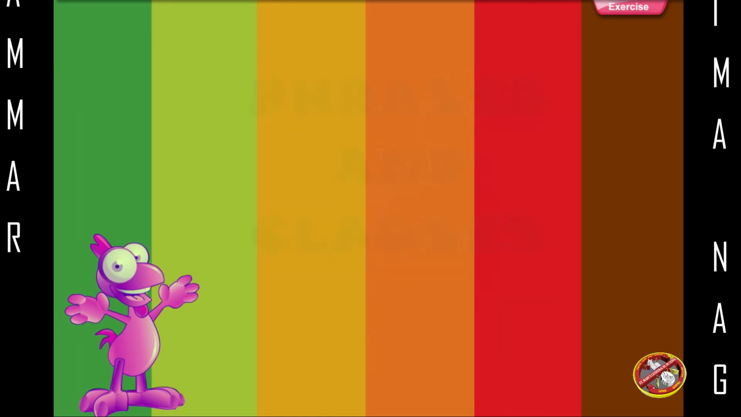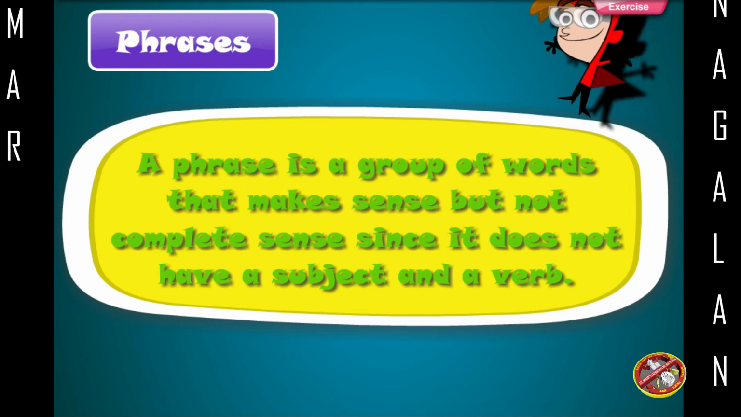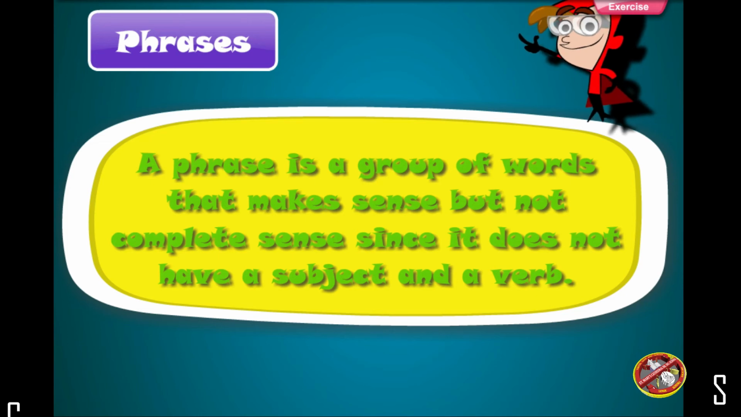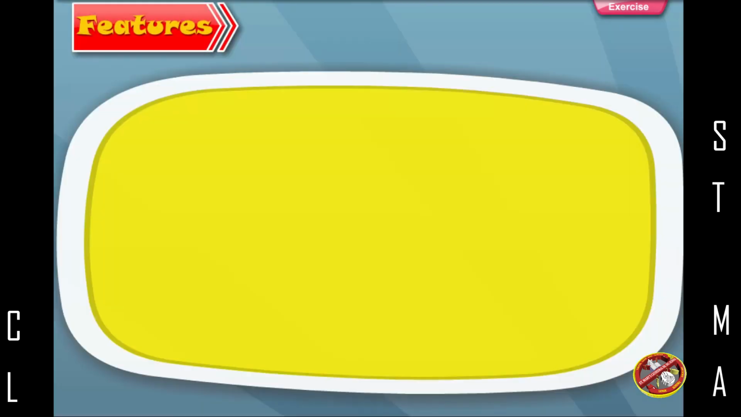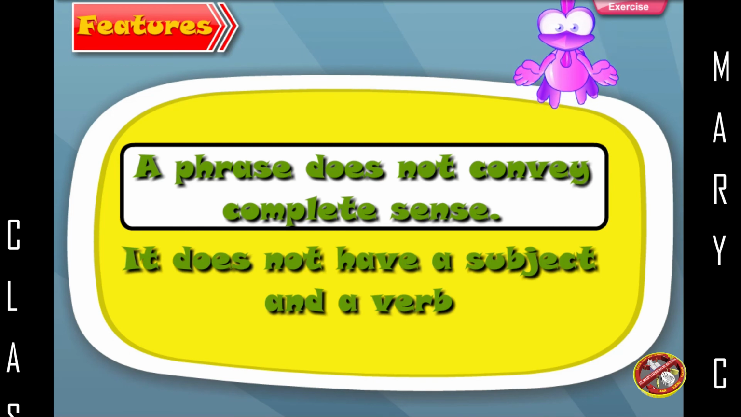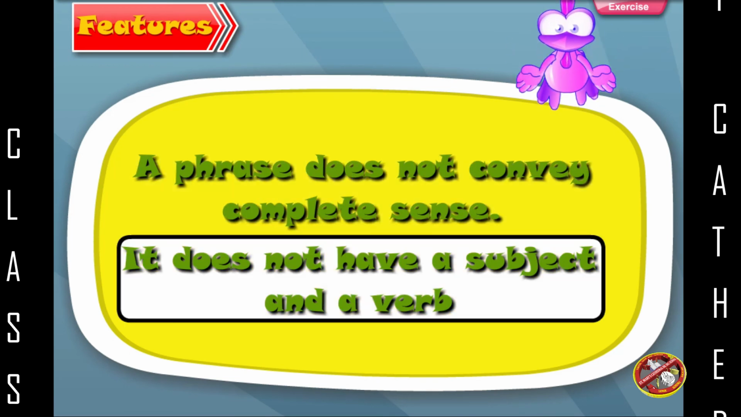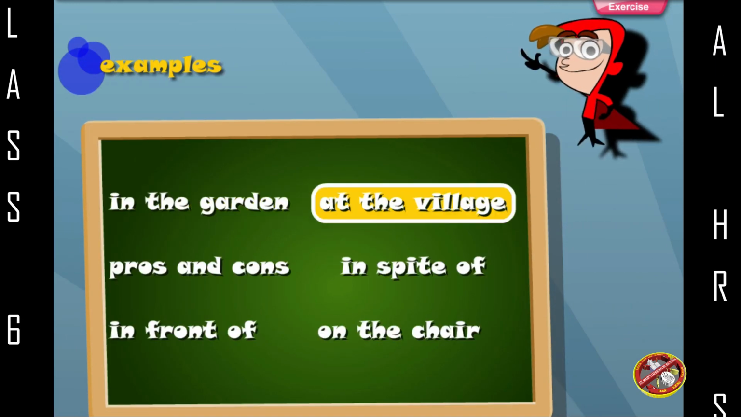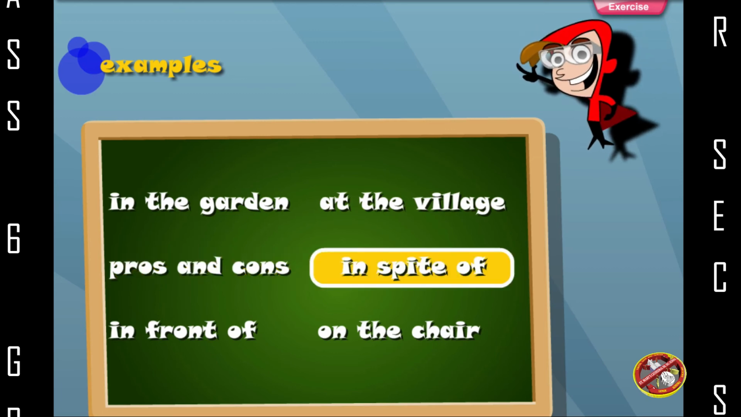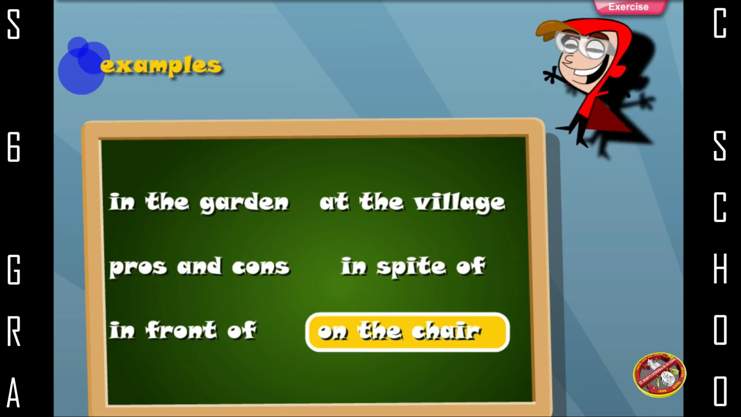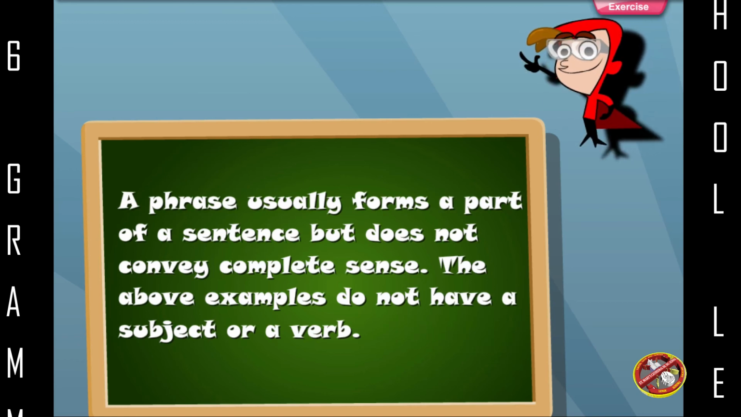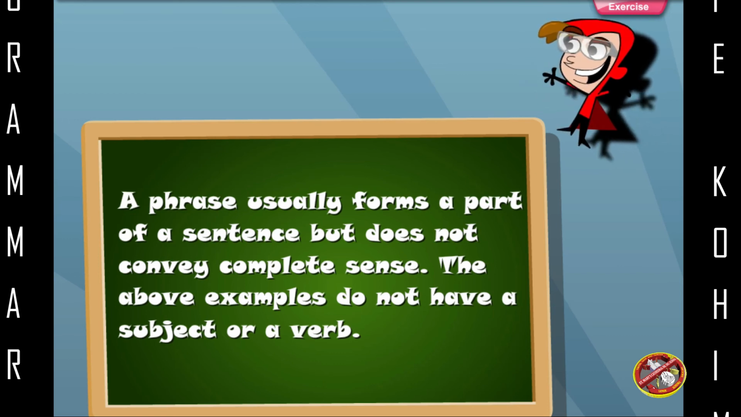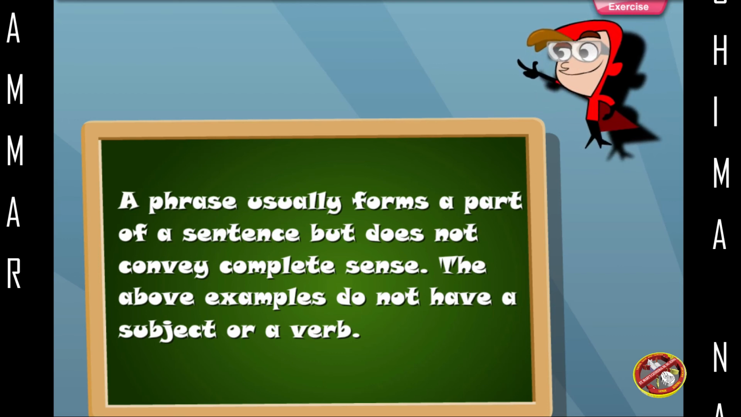Phrases and clauses. Phrases. A phrase is a group of words that make sense but not complete sense, since it does not have a subject and a verb. Features. A phrase does not convey complete sense. It does not have a subject and verb. Examples: In the garden, at the village, pros and cons, in spite of, in front of, on the chair. A phrase usually forms a part of a sentence, but does not convey complete sense. The above examples do not have a subject or a verb.